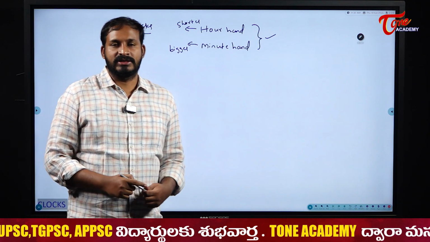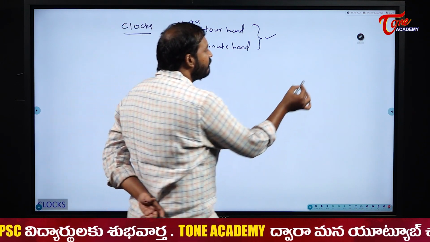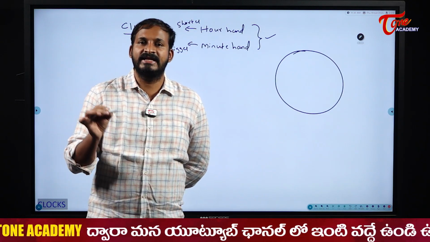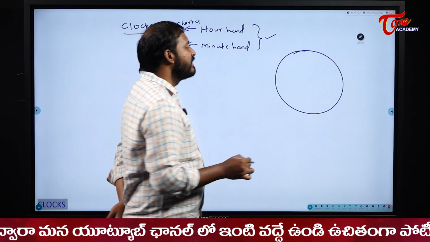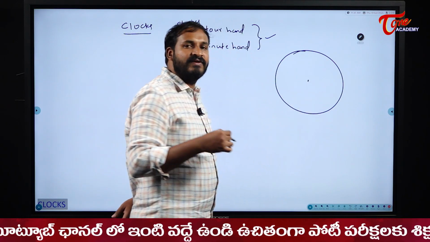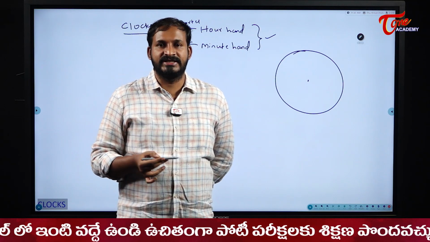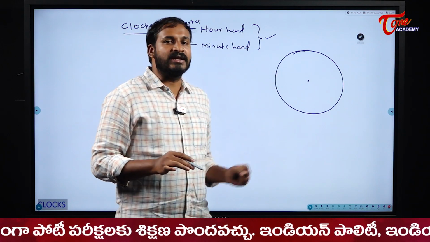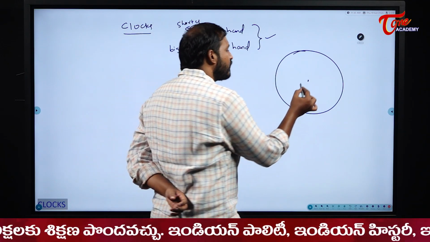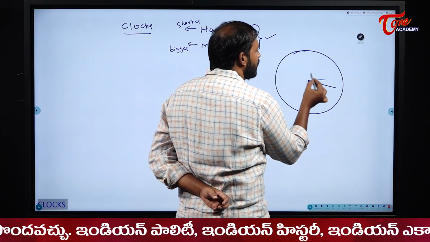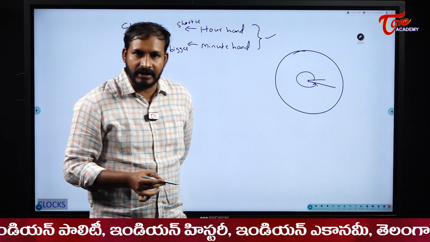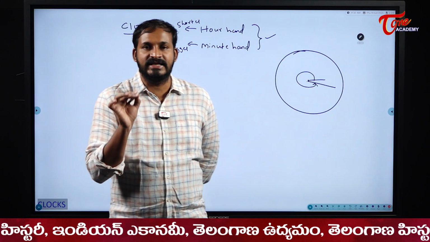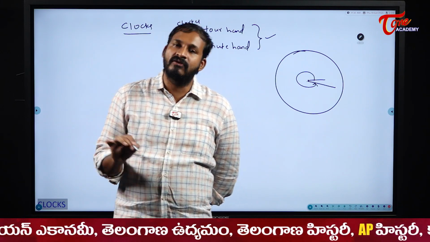Now, in our clocks concept, we always consider the dial of the clock in a circular manner. What is the reason behind that? It is a very simple reason. Nowadays we can see different shapes of dials: square shaped dial, triangle shaped dial, rectangle shaped dial, but we will only discuss the circular one. Why? The rotational axis of the 2 hands of the clock, how will it be? They rotate from a fixed point, right? That means the path will be circular. Because of that reason, we always consider the dial as a circular one, and then only we will solve our problems.